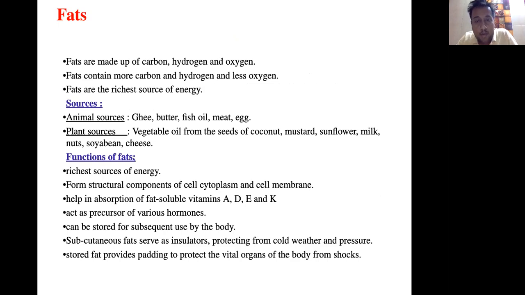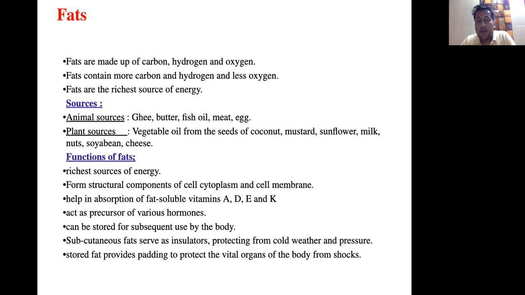Like I said, carbohydrate is also a rich source of energy. Fat is also a rich source of energy, but the difference lies in the kilocalories of energy provided by 1 gram of the compound. If we get around 4 to 4.5 kilocalories per gram of carbohydrate, we get around 9 kilocalories of energy per gram of fat. So it is a very dense and rich source of energy.